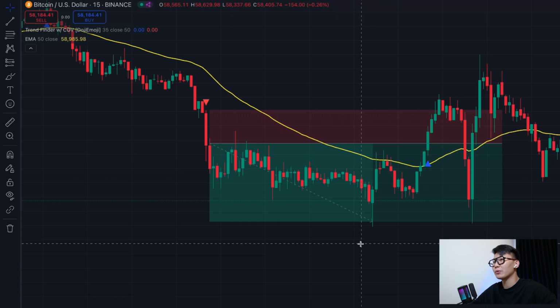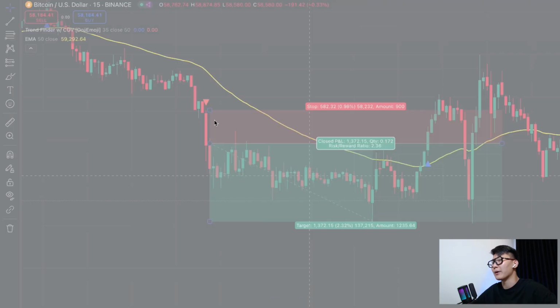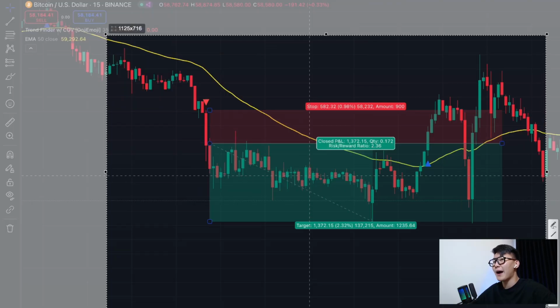This strategy works best with a 1:1 or 1:2 risk-reward ratio. I usually go for a 1:2. A crucial point is to make sure that your signal is below the moving average before opening a short position.